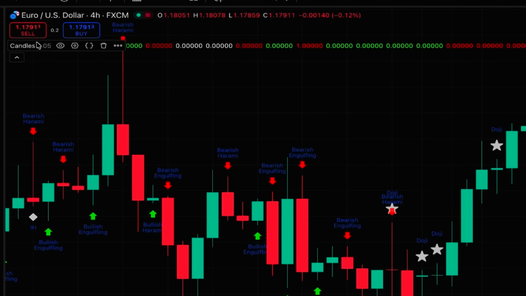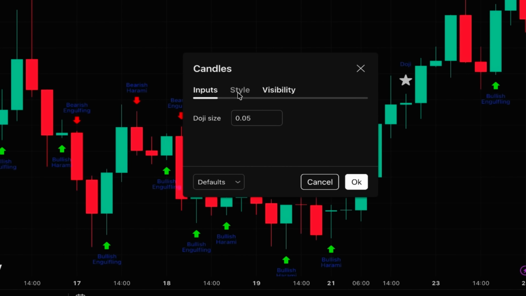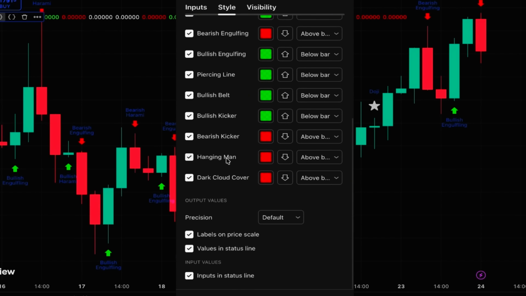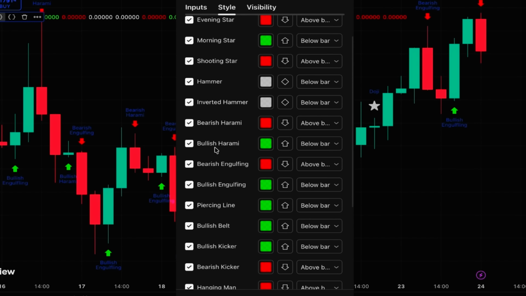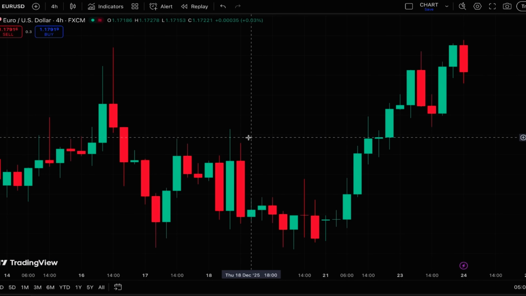Here in the settings of the indicator, here in the style tab, you can see that we have a list of candlestick patterns, which are the ones that are commonly used by traders. And depending on your trading strategy and the patterns that you need, you can add or remove these patterns from your chart.